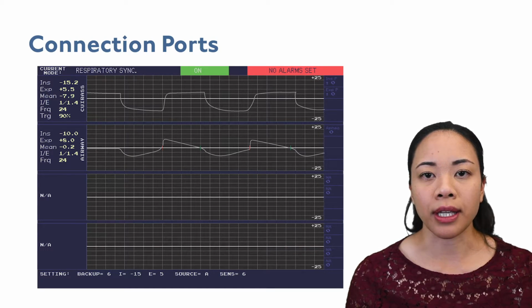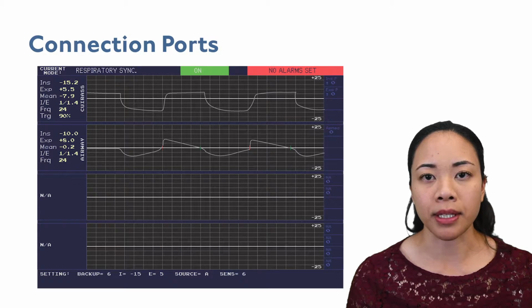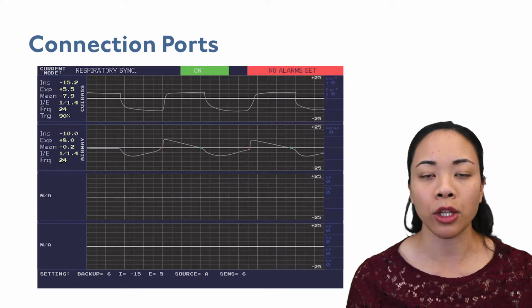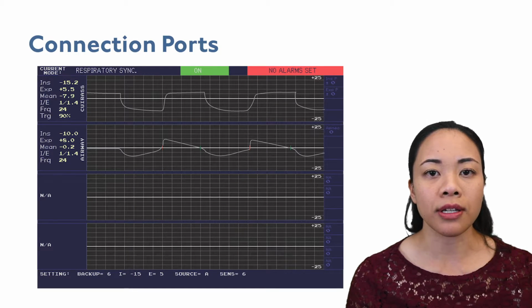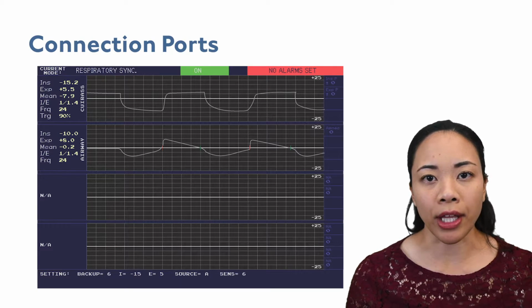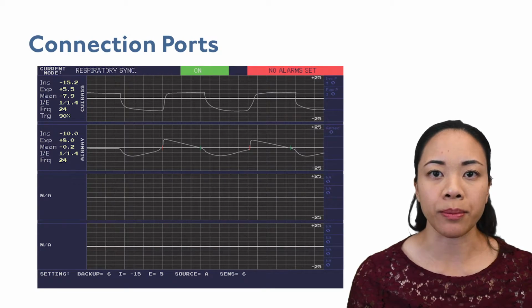Before leaving the screen, let me point out the other elements. Current mode will be located on the upper left-hand corner. The current settings are set at the bottom. The actual monitored values will be listed on the left-hand side of the machine.